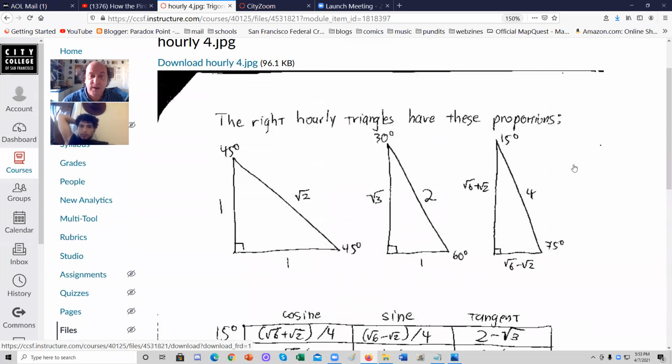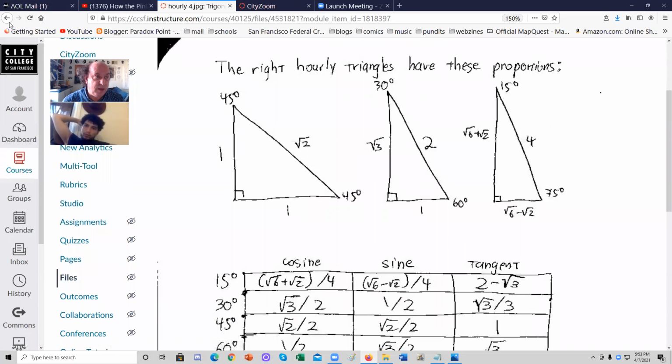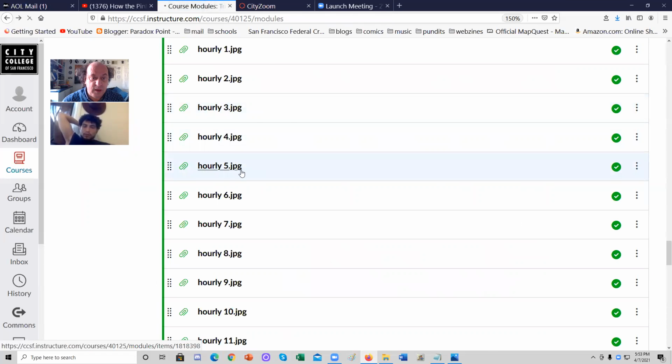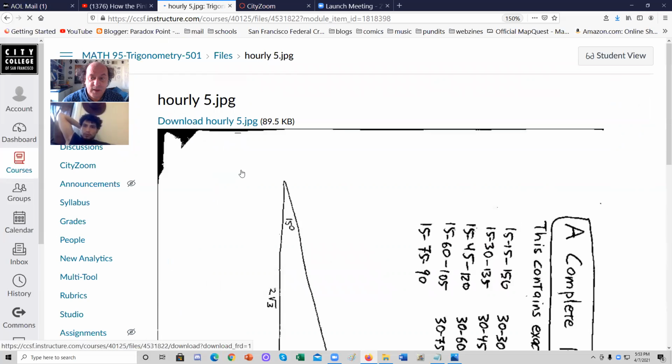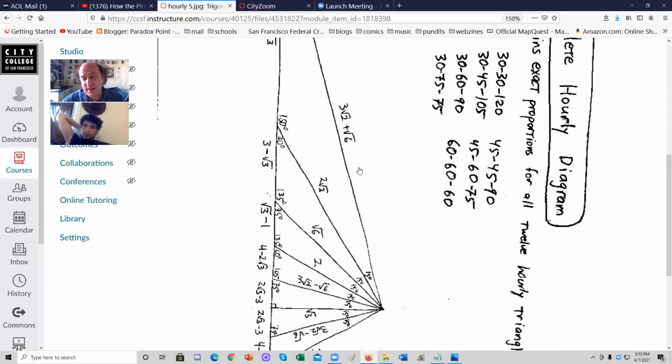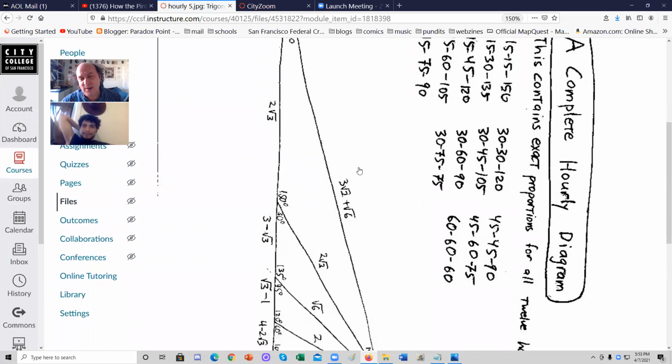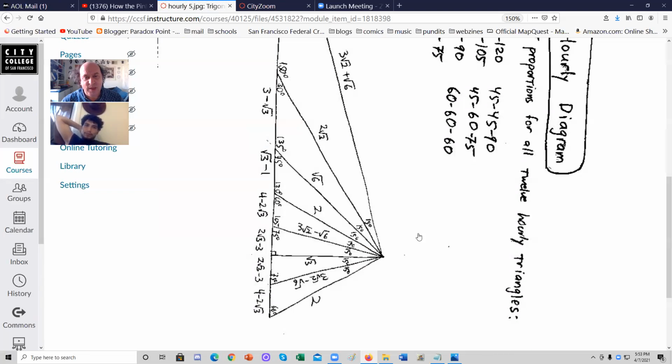So here we have these right Hourly triangles. I'm sorry this is all sideways, but here I have a complete right Hourly diagram. Draw this with all these sides on it, and you get all these different triangles in it, of different angles and different sides. I'll leave that for you to look up.